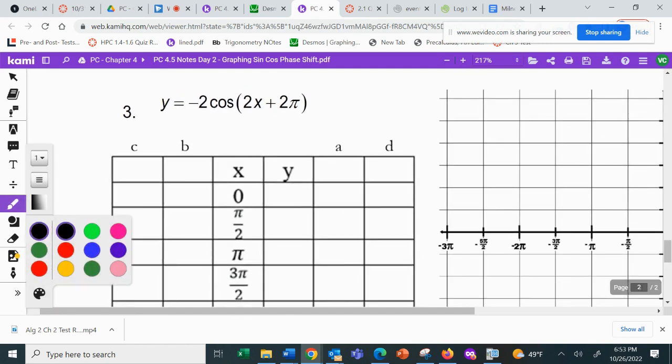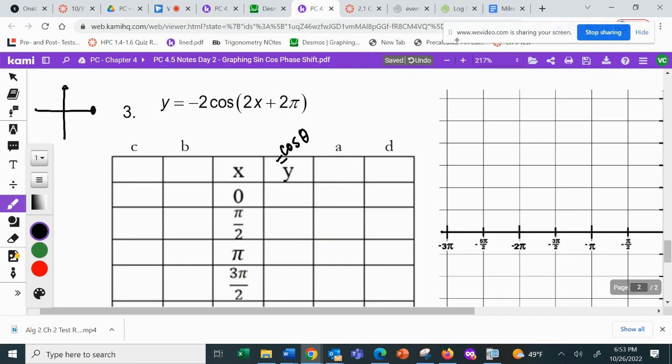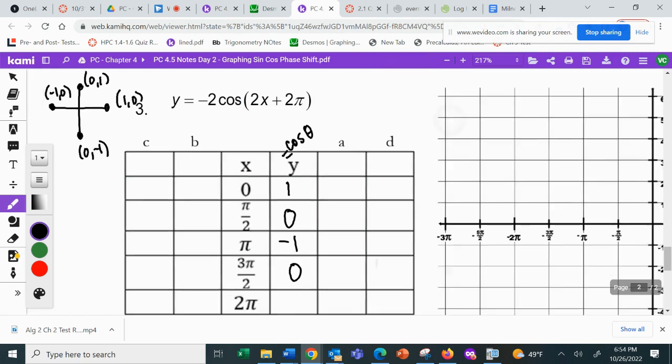So in my table, I'm going to think about my y values being the cosine of theta, or the cosine of x in this case. And if I need to refer to those key points, 1, 0, 0, 1, -1, 0, 0, -1, the cosine is all the x values. So 1, 0, -1, 0, 1.